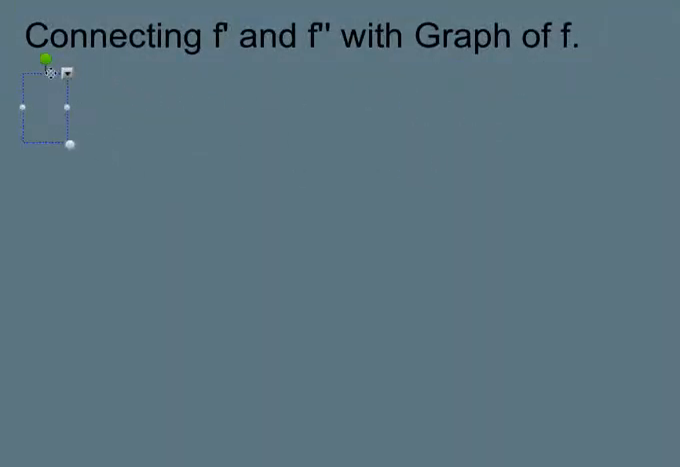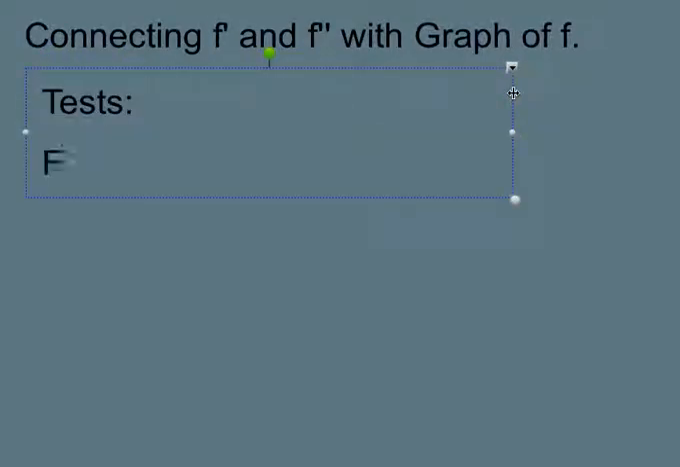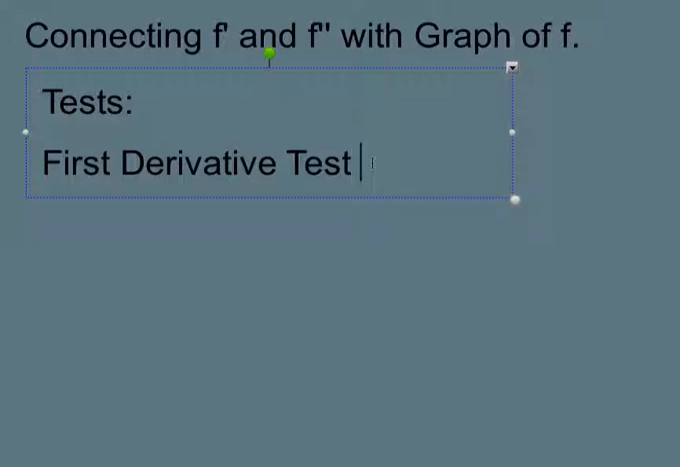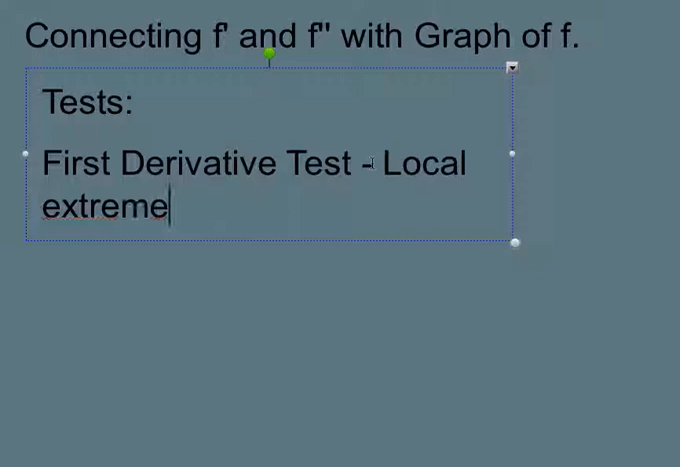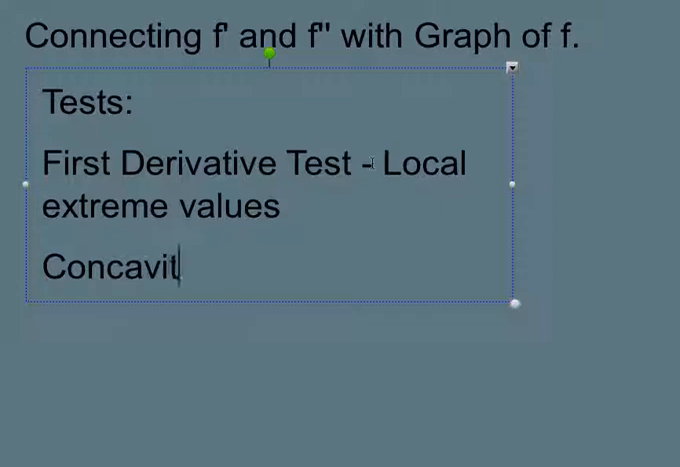The test that we have already looked at a lot is the first derivative test, and that's still going to apply. I'm not going to repeat that. There are going to be some example problems that repeat in this section on that topic, but that's for local extreme values. Where we're going to spend our time in this video is going to focus on the concavity test.